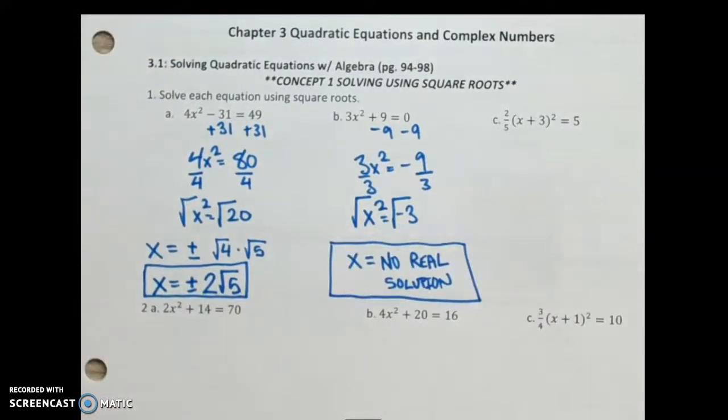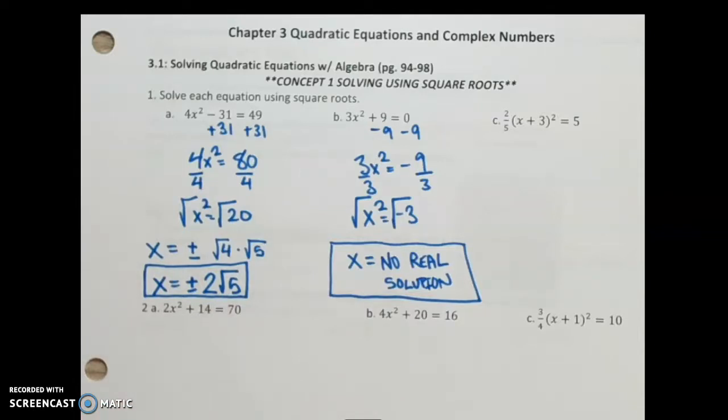Which is really bringing us back to algebra, where we talk about no real solutions available. Well, when we get into chapter 3, starting with section 3.2, we are going to get into imaginary solutions. So for 3.1, this is the only time we're going to use no real solution.